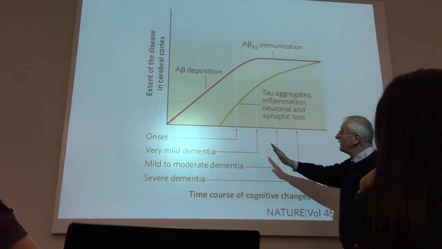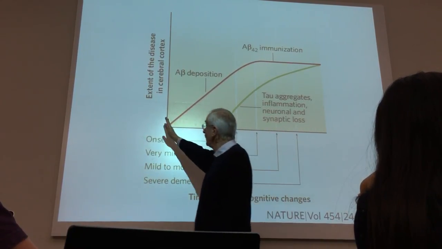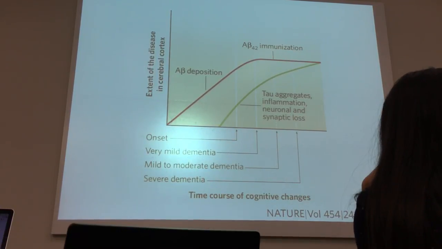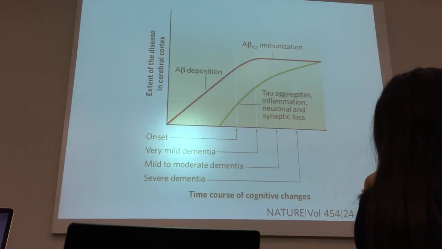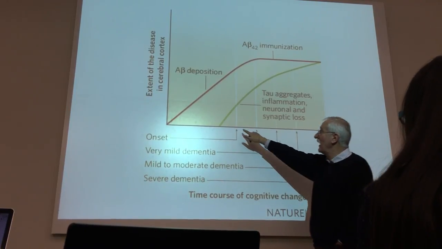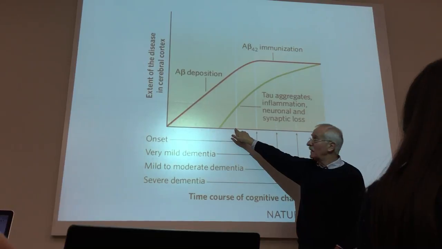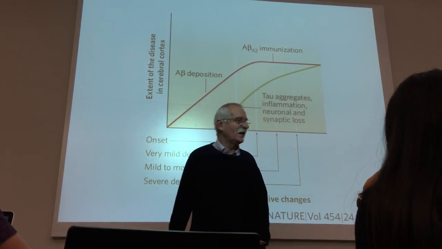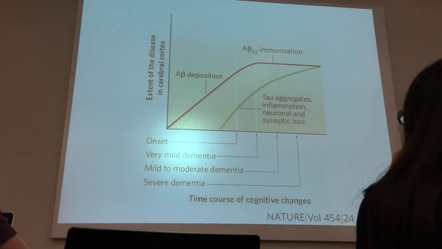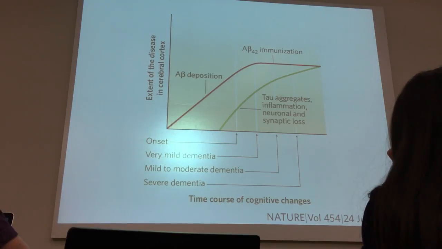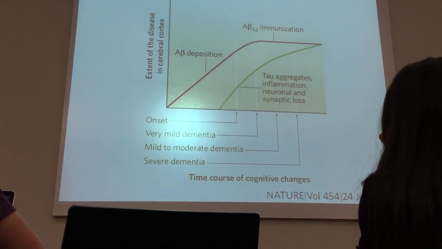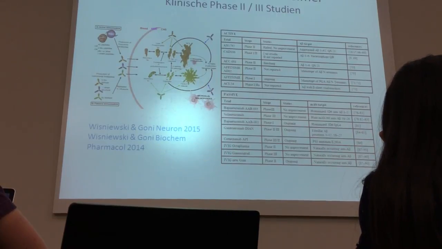So if you then look at this time point here, the first signs, you have to think this is around the age of 65, and this is 20 to 30 years earlier. So that means already at the age of about 40 or so, you start with your amyloid accumulation in the brain, developing Alzheimer's disease 20 to 25 years later. So what are the consequences?